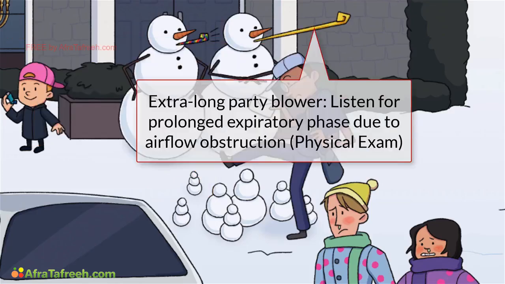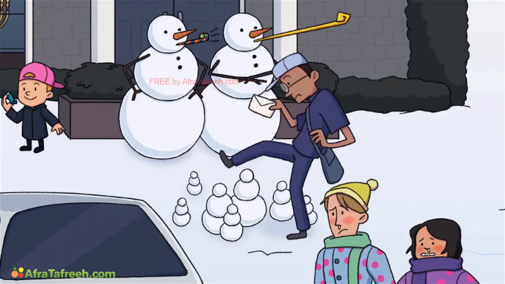The airflow obstruction in asthma also causes prolonged expiration, since the constricted airways make it harder for patients to blow out all the air in their lungs. At Sketchy, prolonged expiration is represented by the extra long party blower in that other snowman's mouth.